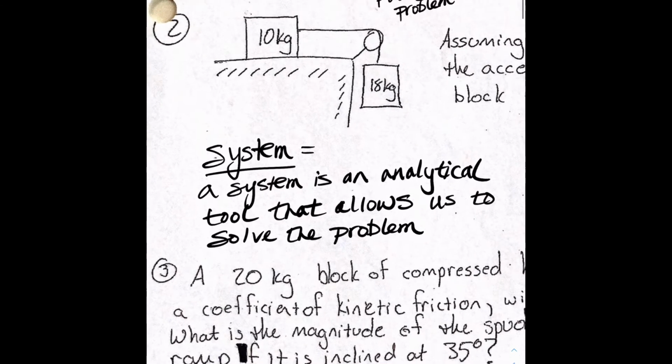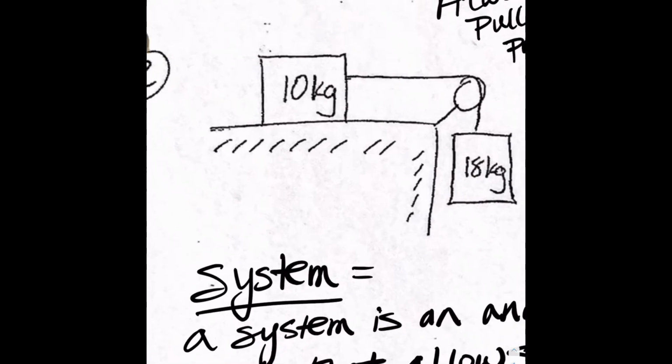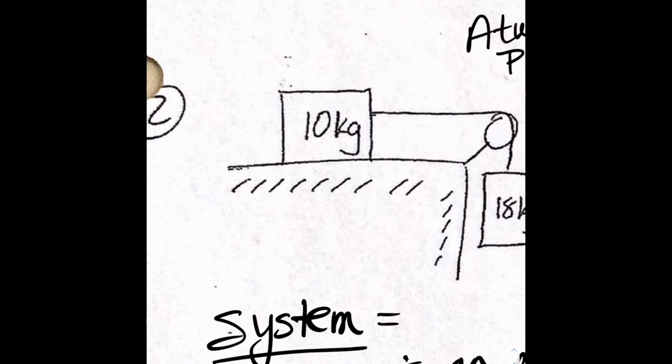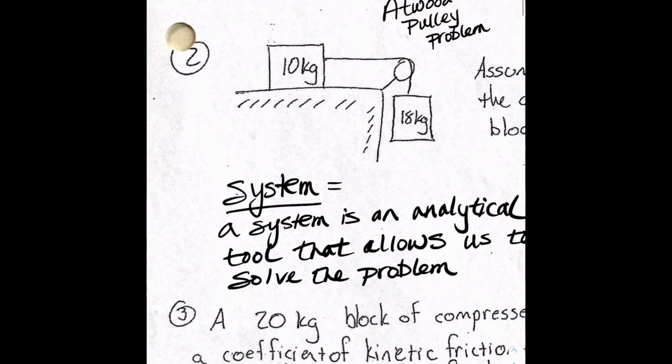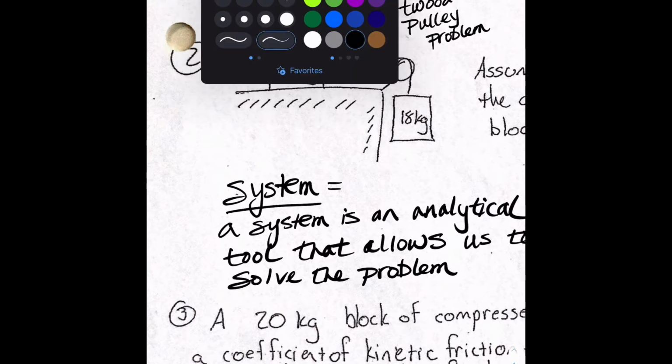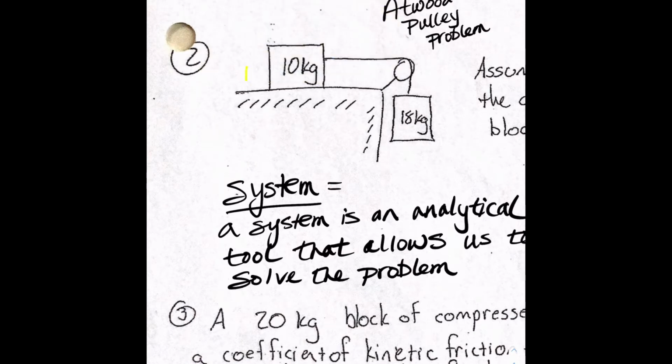A system can be something very large. It could be the universe. It could be something very small, it could just be one of these blocks. In an Atwood pulley problem, you can solve this different ways based on how you define the system. When I define a system, I like to draw a yellow dotted line around the system. So that's what I'm doing right now. Feel free to draw a dotted line around the two blocks.